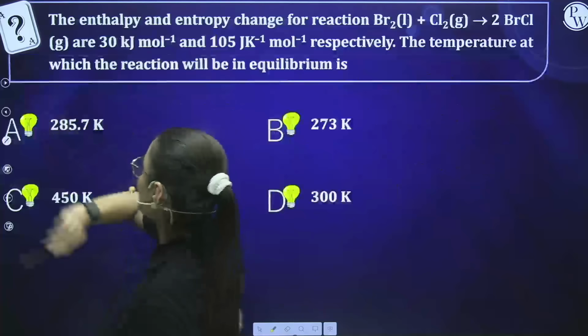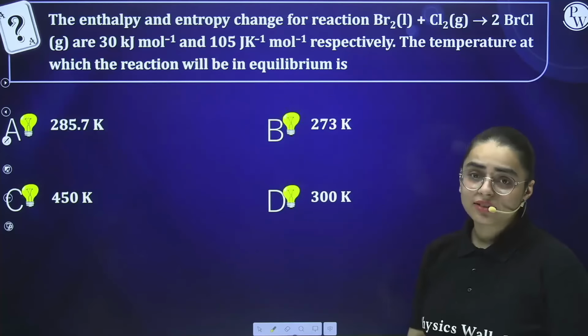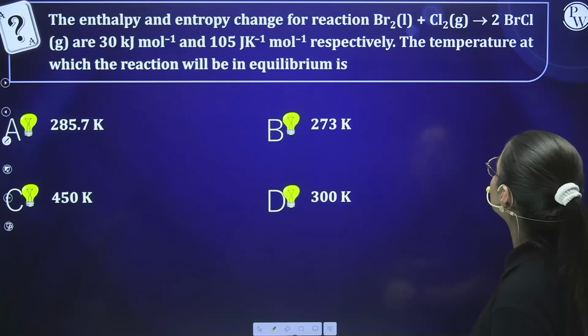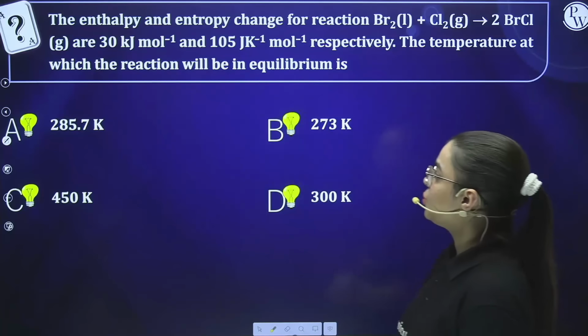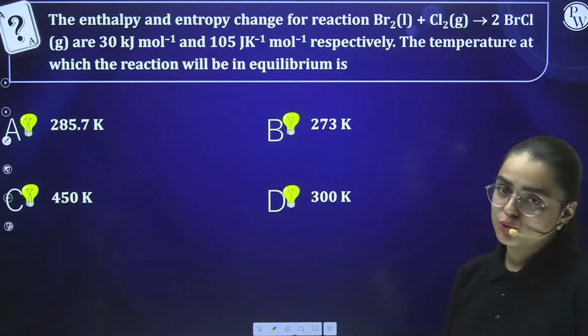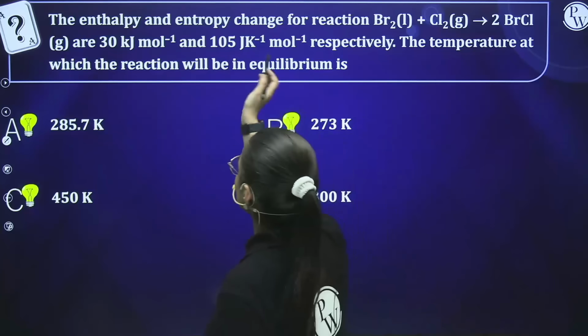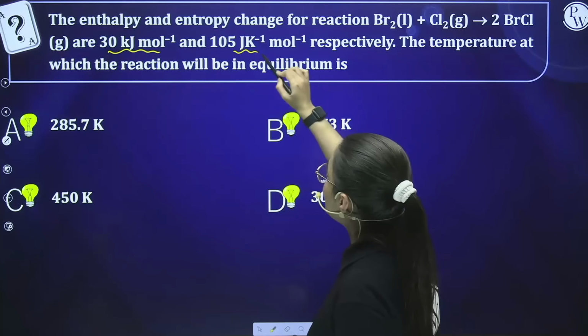Okay students, now moving forward towards the next question. The enthalpy and the entropy change for the reaction Br2 plus Cl2 gives 2 BrCl are 30 kilojoule per mole and 105 kilojoule per mole. Okay, here kindly see, sorry, I spoke kilojoule. It is kilojoule per mole here, but here it is joule per Kelvin per mole.